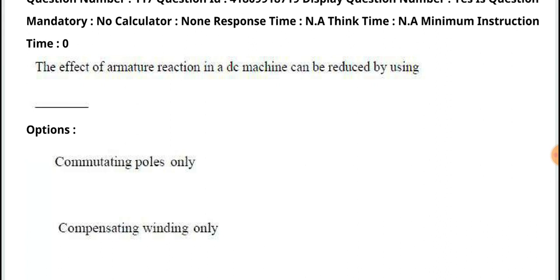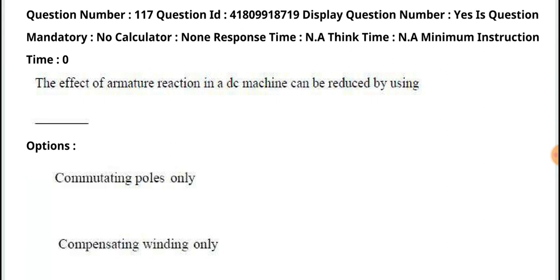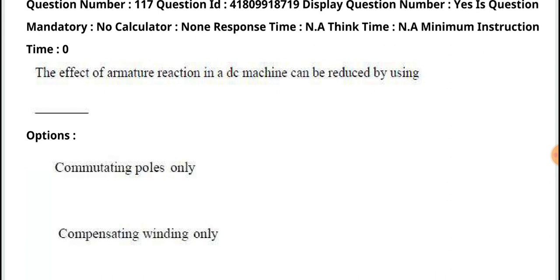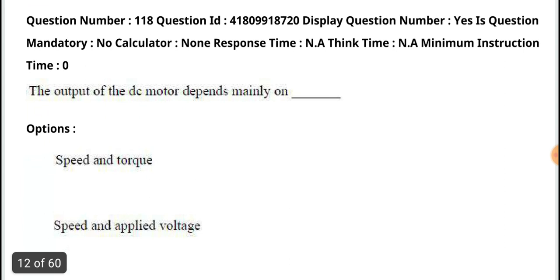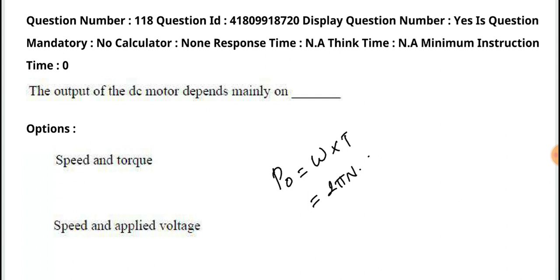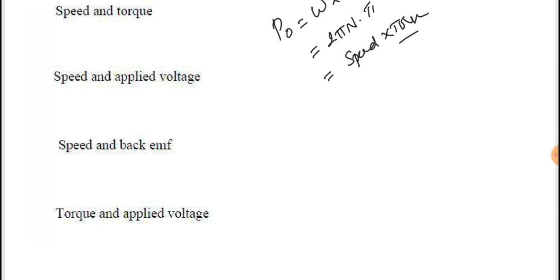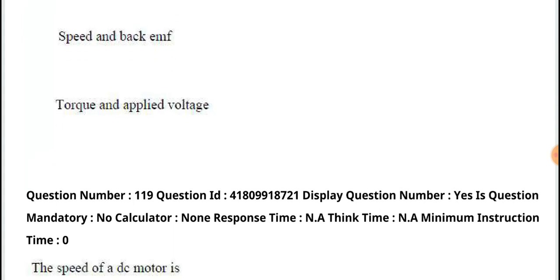Next one: the effect of armature reaction in a DC machine can be reduced by using... We can reduce it by using commutating poles as well as compensating poles. Next one: the output of a DC motor is dependent mainly on... The power output is nothing but omega into T, or we can also call it 2 pi N into T. That means it depends upon the speed and torque. So the answer is, it depends upon the torque and speed. So answer A will be the right answer.